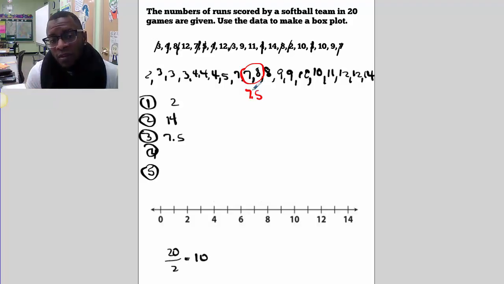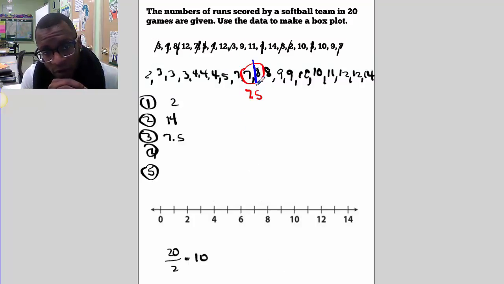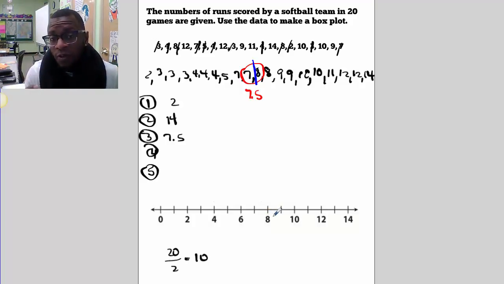Okay, but in this case, because the median is 7.5 and it's not 7 or 8, we're going to throw out the 7.5, and then that splits our set of data down the middle between the two numbers that we used to find our median. And so in this case, our lower quartile is going to be from 7 down, and our upper quartile is going to be from 8 up.